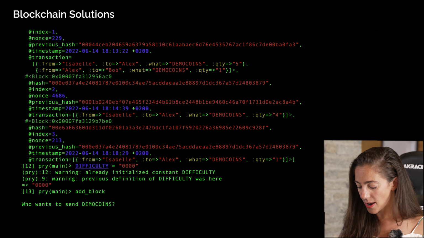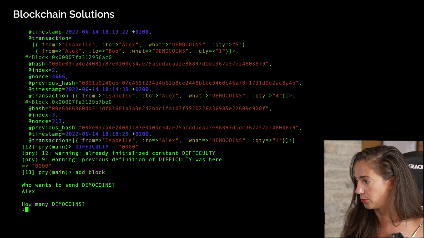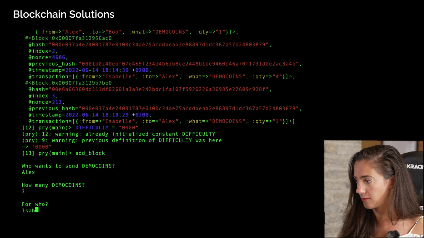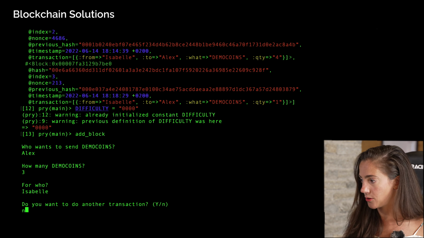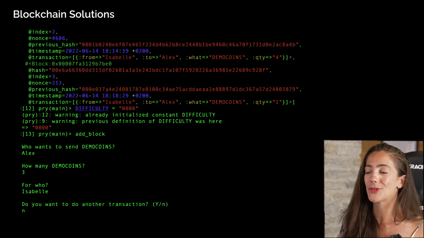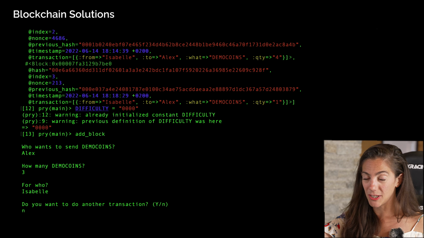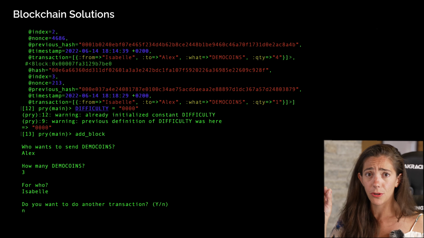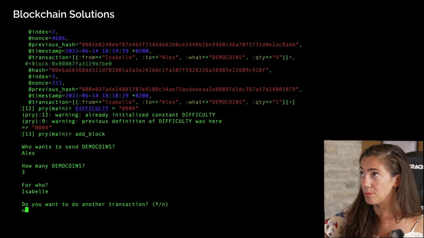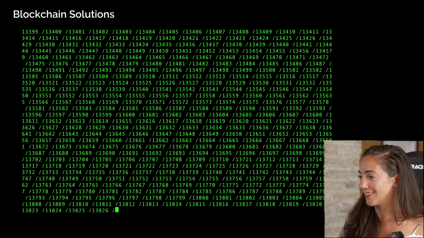Okay, now I add a block again. So this time maybe Alex gives 3 Timo coins to Isabelle. No more transactions. And here you will look at what happens. The way I've done the code is that I print every nonce every time it's calculated. Calculating a hash is very fast, so you will see the nonces appear very, very fast and cover the whole screen. So let's go.